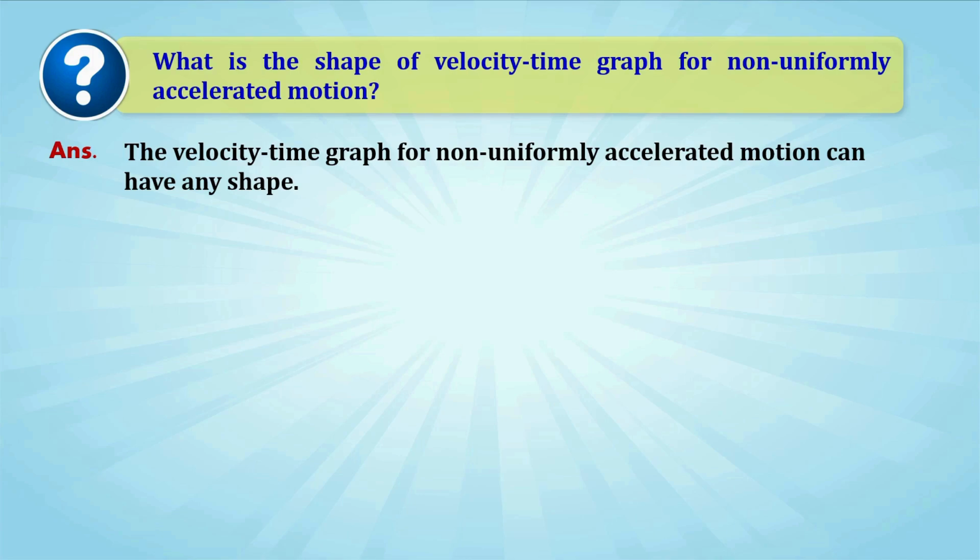Instead, the graph can take different shapes depending on how the velocity changes with time. Therefore, the velocity-time graph for non-uniformly accelerated motion can have any shape, usually appearing as a curved line rather than a straight line.